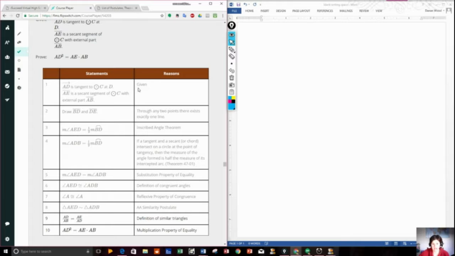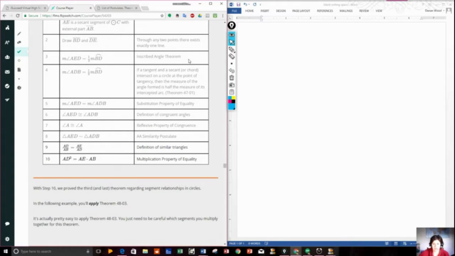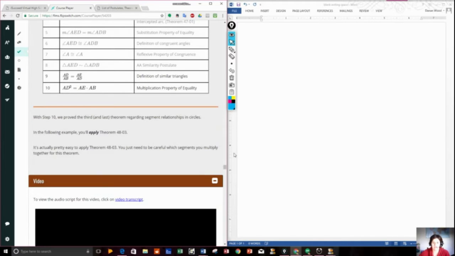We have one that is given, they restated it, and then through any 2 points there exists exactly one line. They use the inscribed angle theorem. They used if a tangent and a secant or chord intersect on a circle at the point of tangency, then the measure of the angle formed is half the measure of its intercepted arc. They're using that previous theorem. And then they're using substitution property, the definition of congruent angles, reflexive property of congruence, and angle-angle similarity postulate, definition of similar triangles, and the multiplication property.